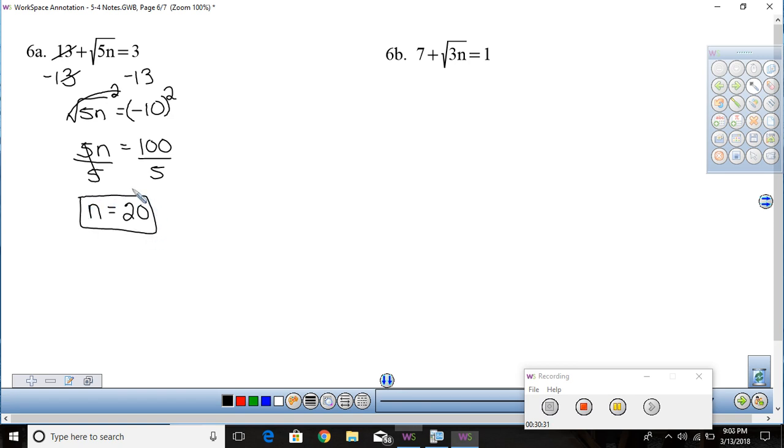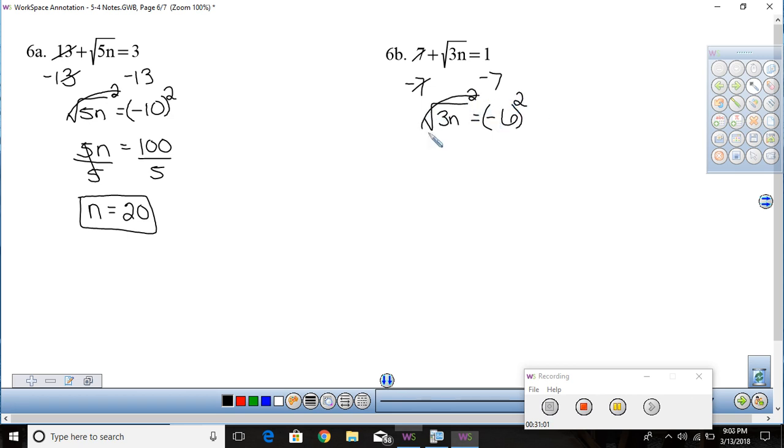All right. So on this side, again, you want to get this root by itself. So take care of the outside 7 first. So I'm going to subtract 7. So I have the square root of 3n is equal to negative 6. Then I need to square both sides. And again, make sure you put parentheses around the negative if you're going in the calculator. You got to square both the 6 and the negative, okay?